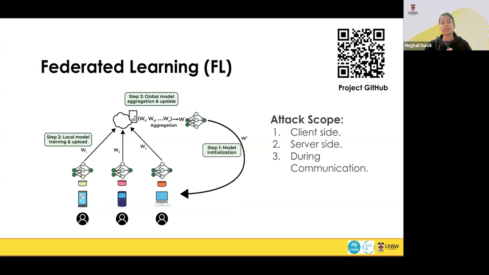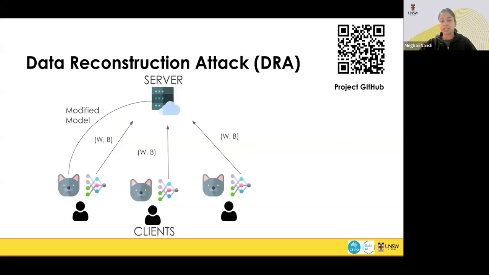Now, whenever there is a system that's launched over the internet, the next news we hear is that there are some attacks happening, right? So even for federated learning, we have 3 kinds of attack scopes. First is the client side, the second is the server side, and the third is during the communication between the client and the server. Here we are working on a server-side attack, but the defense is from the client side.